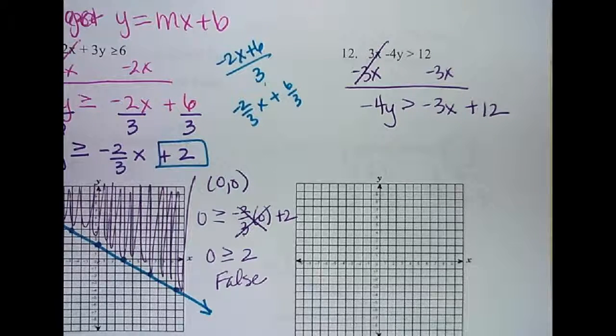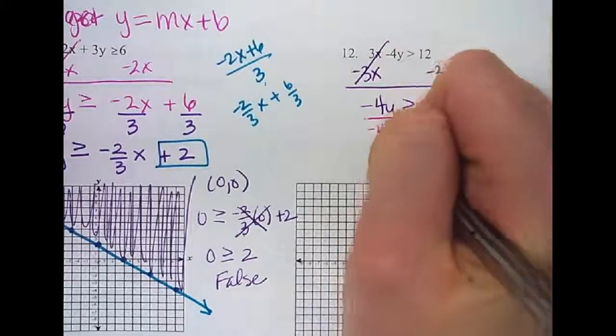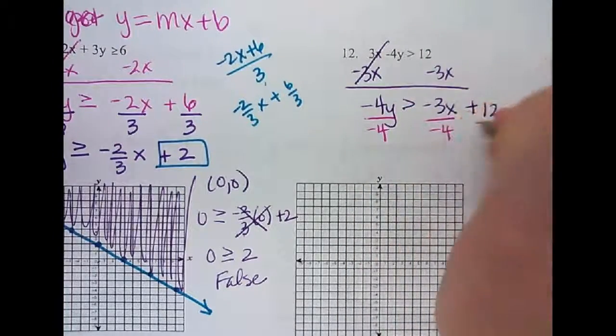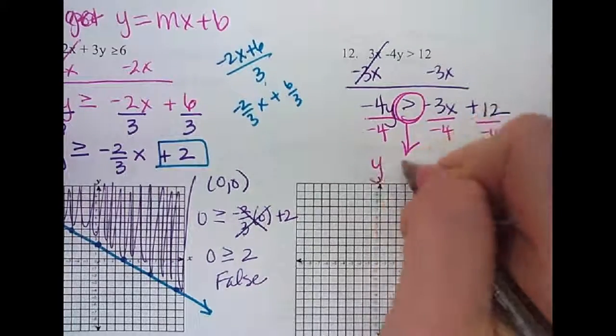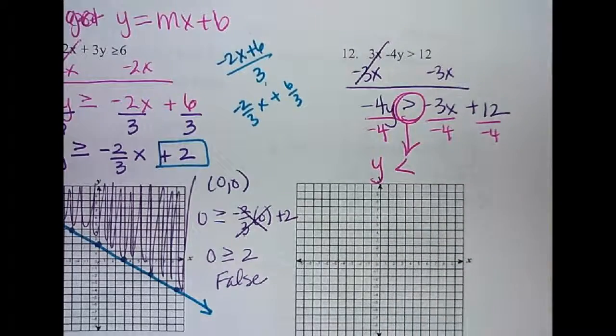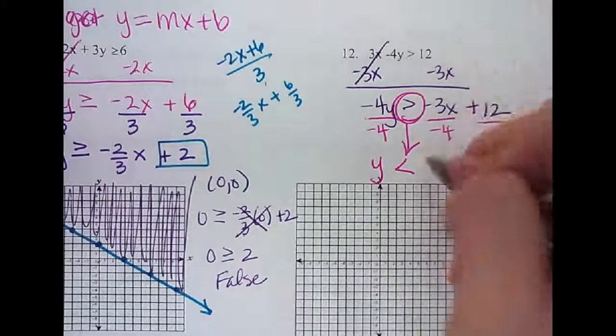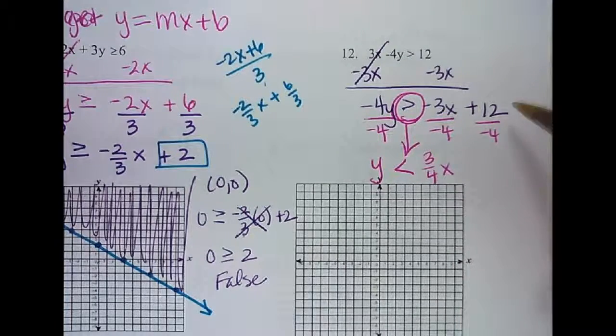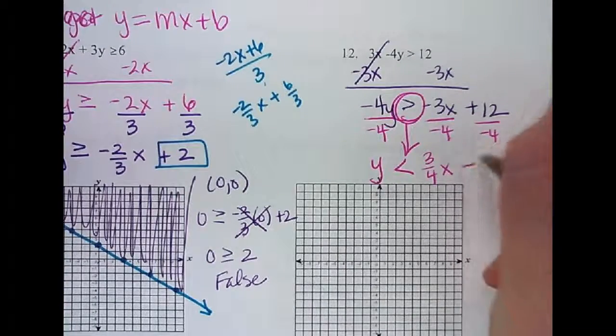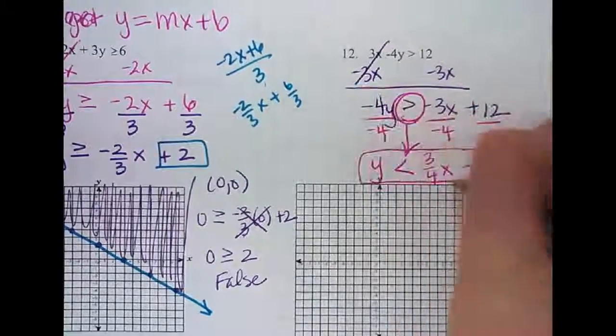How do you solve for y? Divide by negative 4, and I'm dividing by a negative, what happens? Yeah, flip the sign. So y is less than, so here I have 2 negatives, so that's a positive 3/4 x. And then I have 12 divided by negative 4, so negative 3. That's my equation.